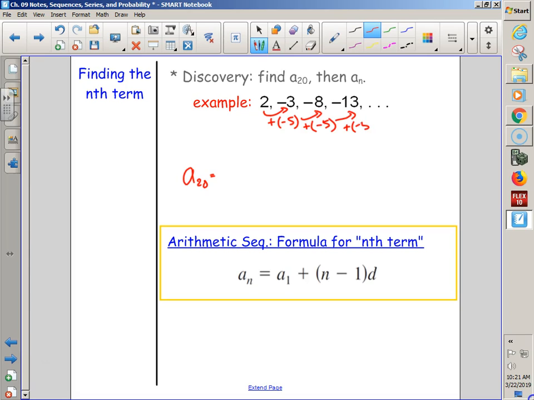Okay, so plus negative 5. So then what? Starting at 2.